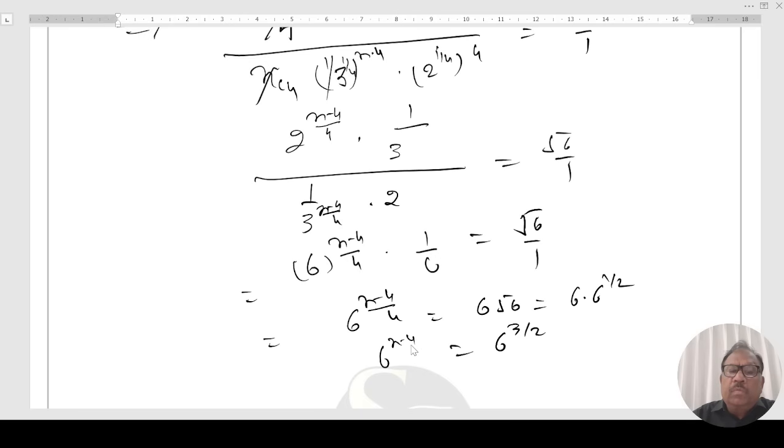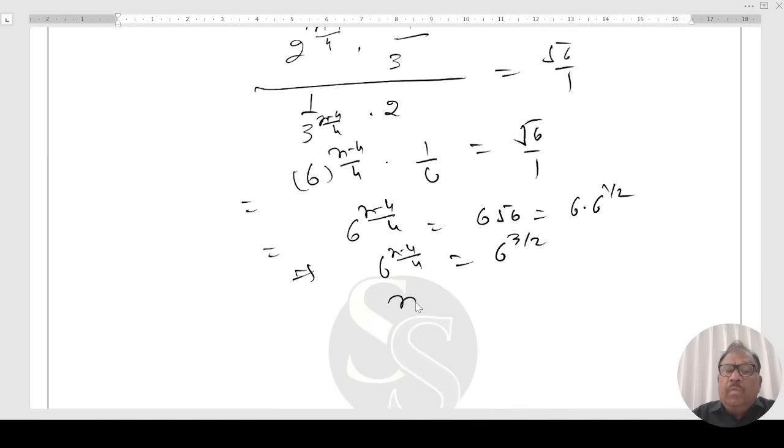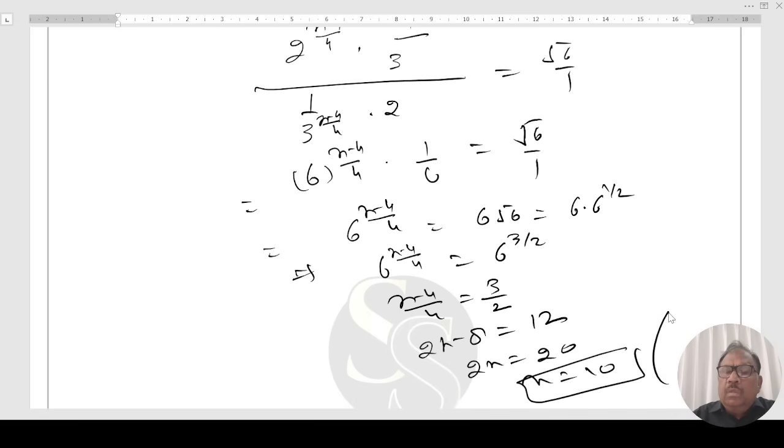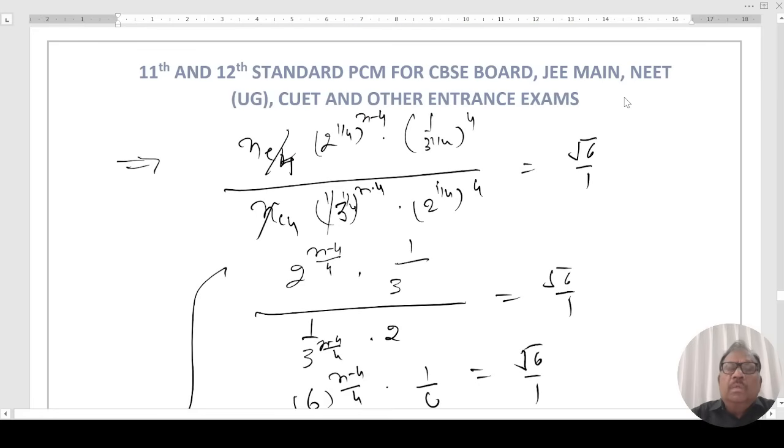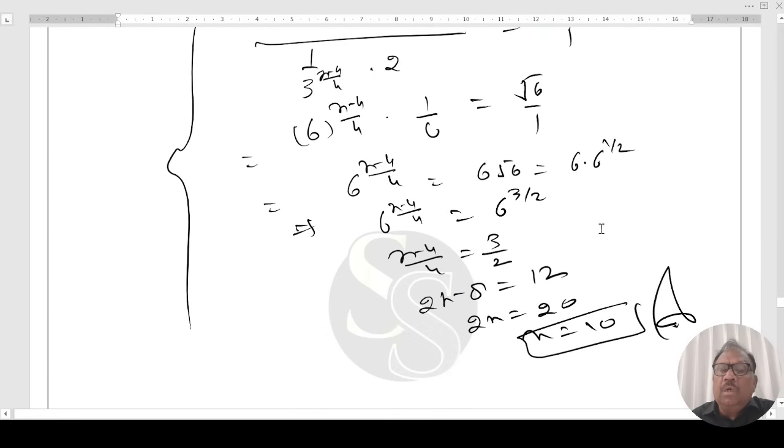6^((n-4)/4), right? On comparing, (n-4)/4 equal to 3/2. 2n minus 8 equal to 12. 2n equal to 20. n equal to 10. n equal to 10 is the answer. Simple. The exponent formula is applicable there. We simplified this, it became 6^(n/4), this became 6, and we cross multiplied. That is the answer, right? Next question.